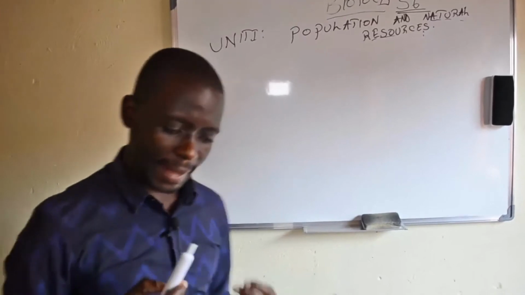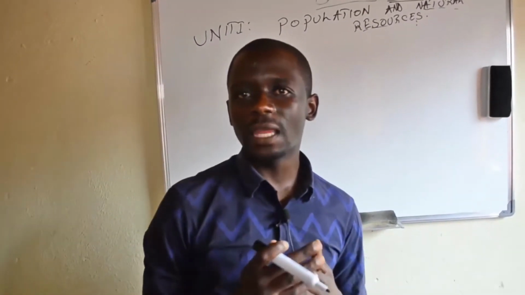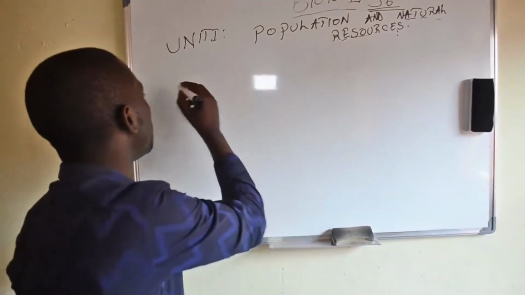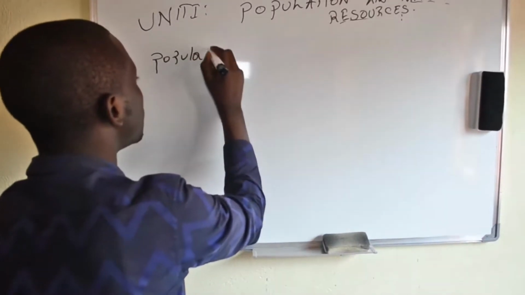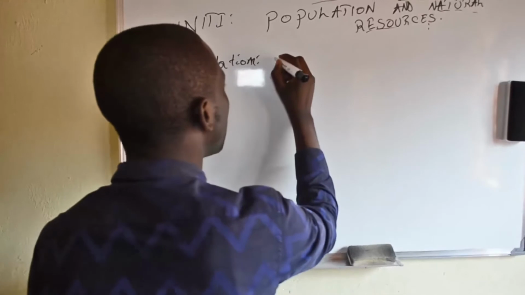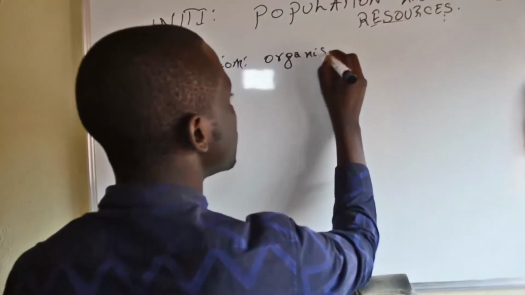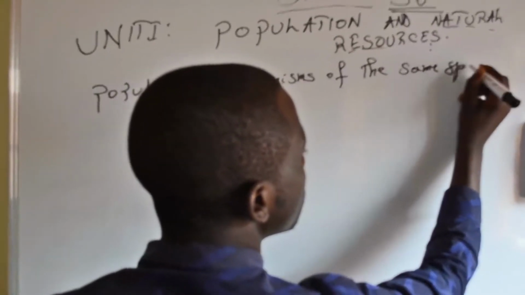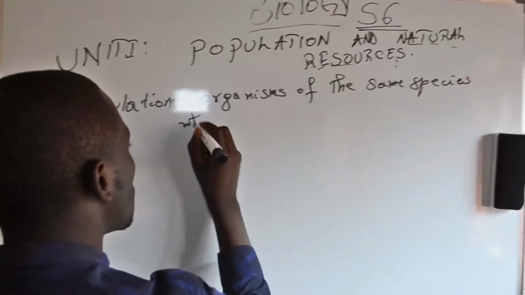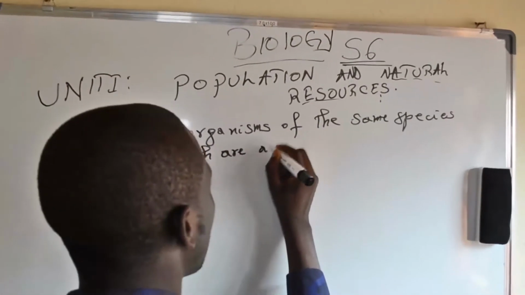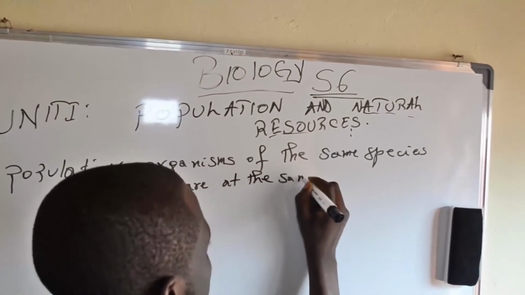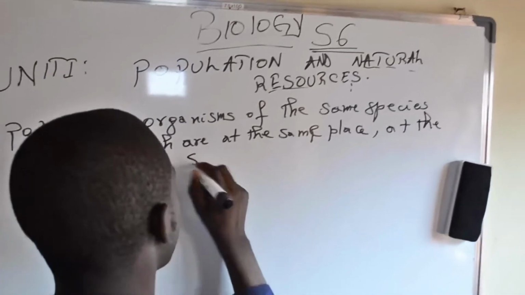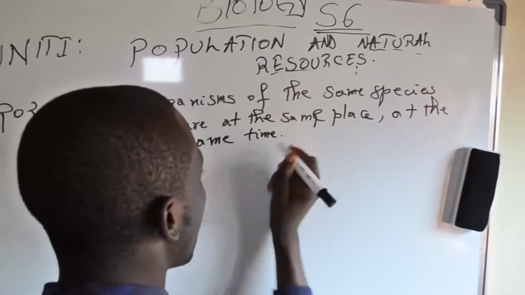Dear students, like you studied in Senior 4, population is made up of a group of organisms, okay, of the same species, okay. Population is made up of organisms of the same species, okay, which are at the same place at the same time, okay?